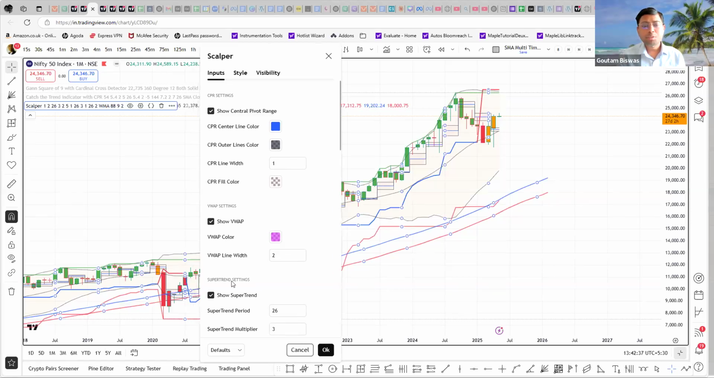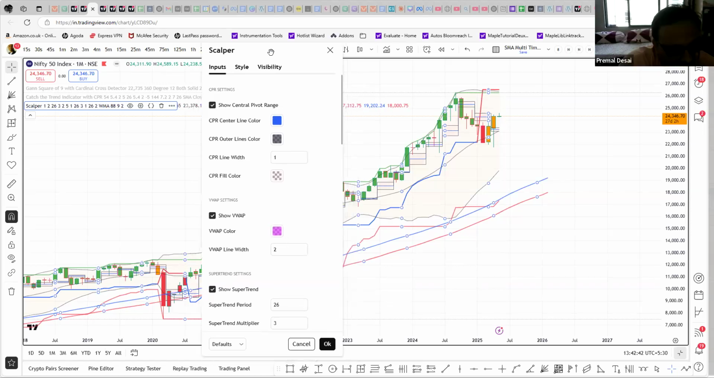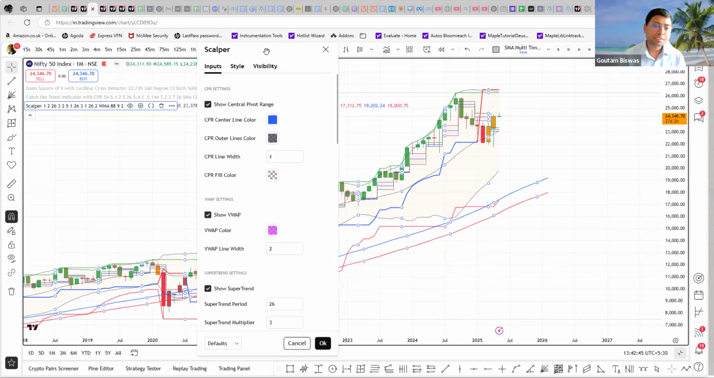Next is the VWAP, and this only shows up in an intraday time frame because this is a volume weighted average price. It is typically said that when a trend emerges from the VWAP, that is your best trend. For example, when price is compressed, your Bollinger Band is narrow, and the price is close to the VWAP and your CPR, that is the best place to initiate your trade. Then you wait for the supertrend to give you the signal, and then you can go with it.